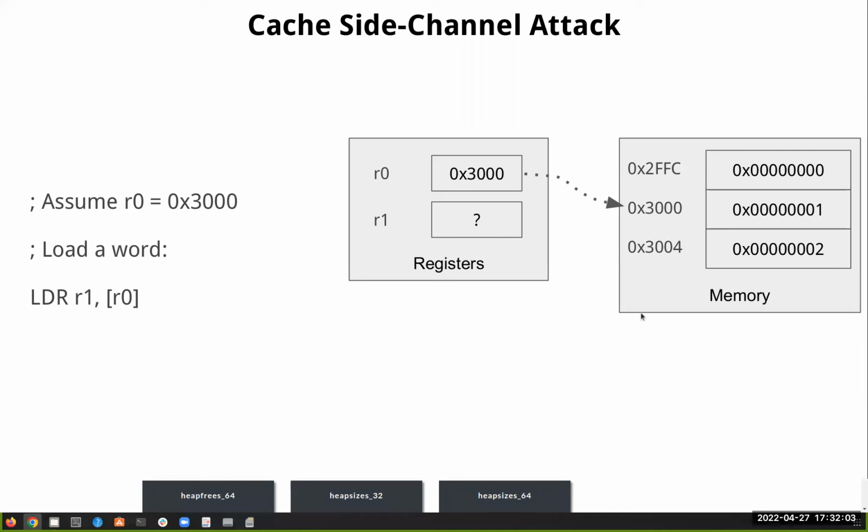Then we have the main memory, which is DRAM. At DRAM, we have those addresses. The example I'm giving is not very accurate, because technically those addresses should be at least the size of a cache line, but I'm just trying to give you a high level idea. Let's say at address 2FFC we have the value 0, at memory 3000 we have value 1, and at 3004 we have value 2. The instruction we are going to execute is LDR, which is load. This is basically the move instruction in ARM. We are loading from the memory address in R0 to register R1.